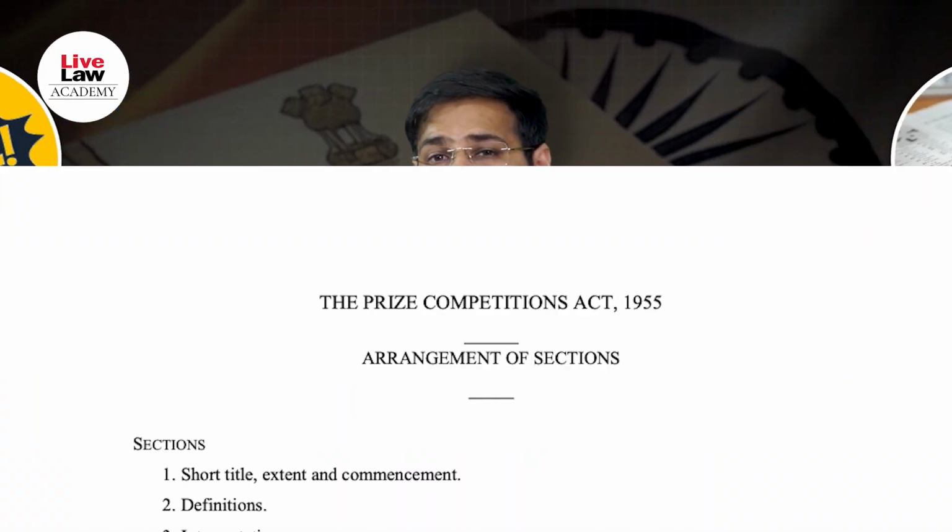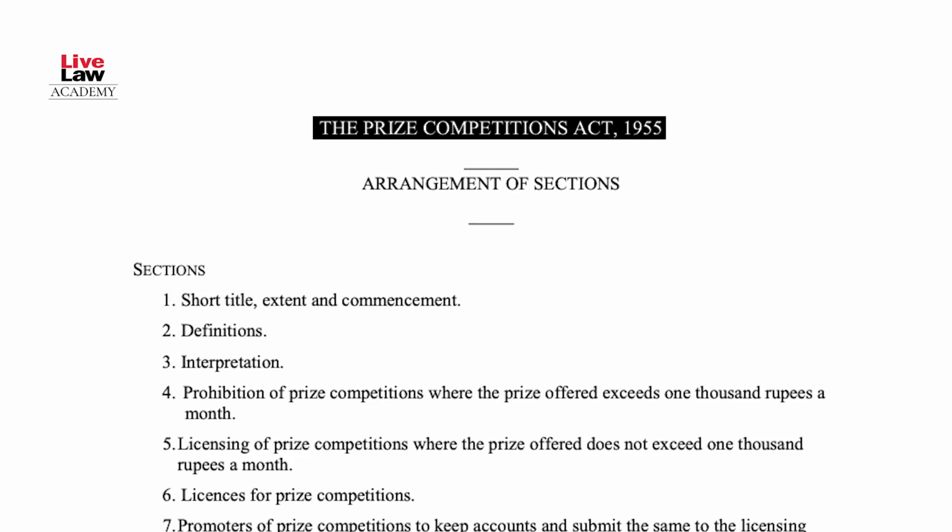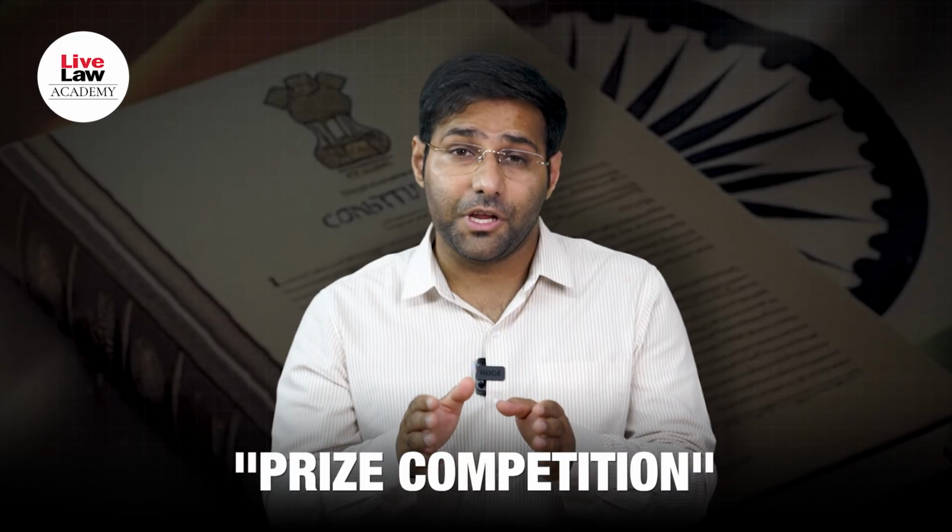The petitioners ran prize competitions, like crossword puzzles or quizzes. They challenged the Prize Competitions Act 1955, arguing it was too restrictive. The Act's definition of prize competition was very broad and seemed to cover everything. The petitioners argued that if any part was unconstitutional, the entire Act should be thrown out. But the Supreme Court had a different idea.